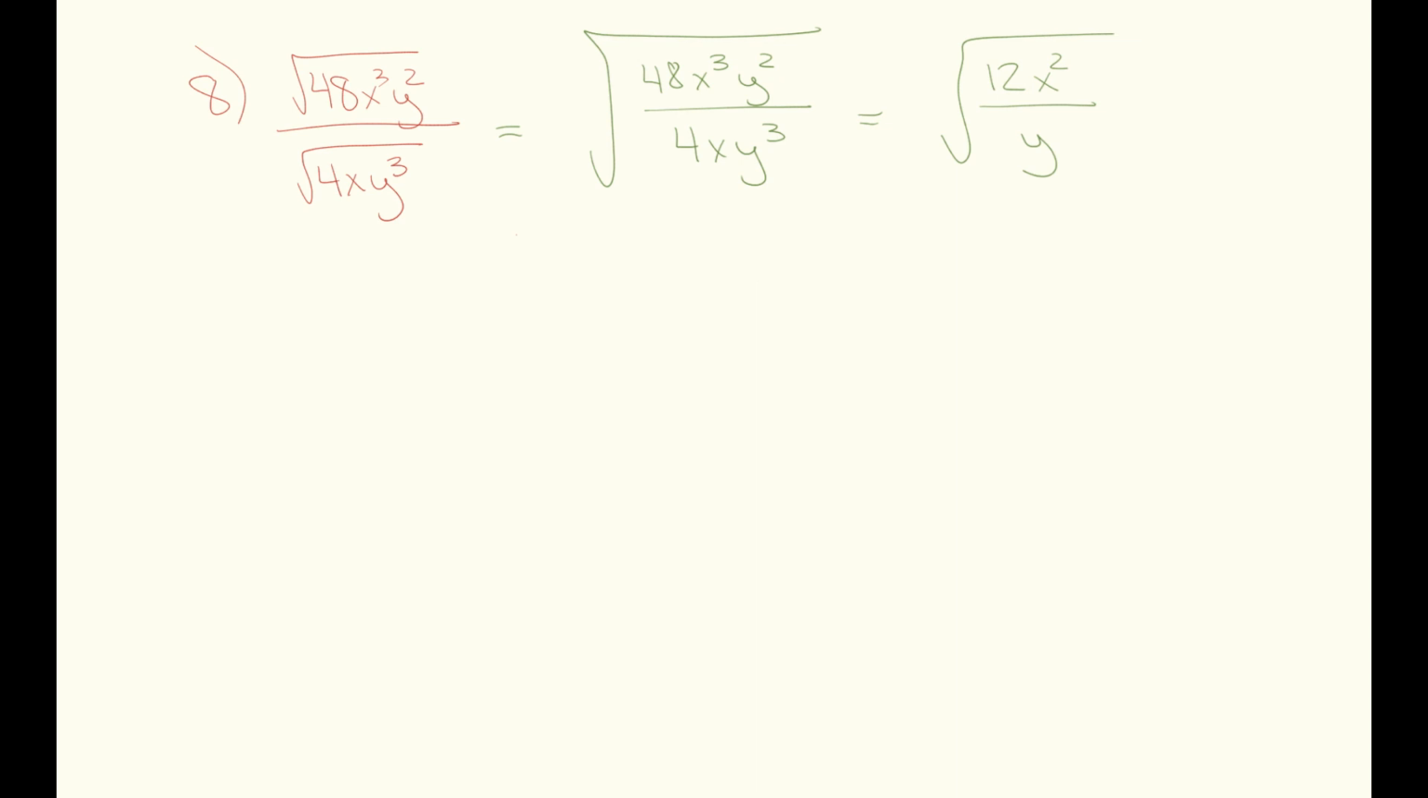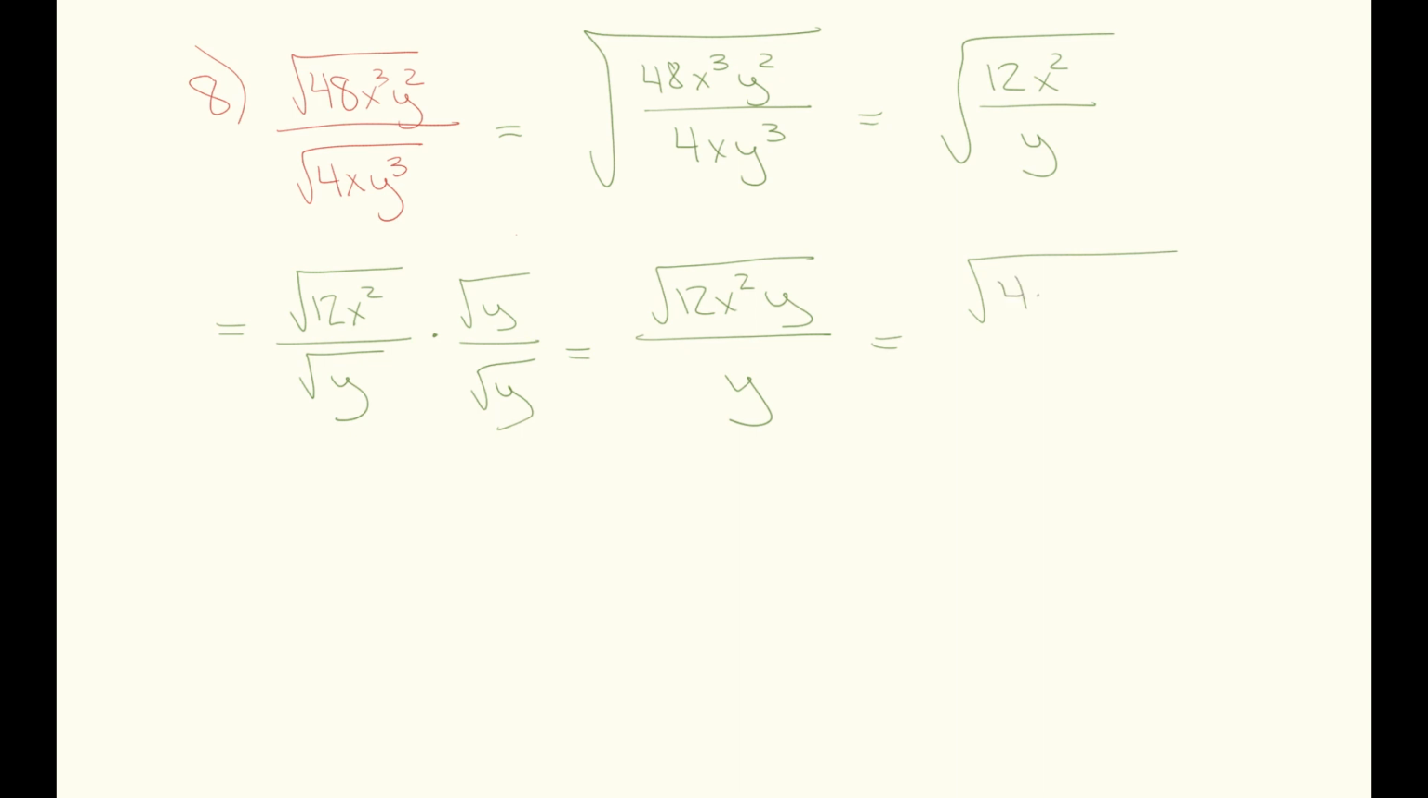Okay, so now instead of having this huge thing, I have what I can separate into the square root of 12x squared over the square root of y, both in radicals. Now you know that you can't have a radical in the denominator, so we have to multiply top and bottom by the square root of y. So we get the square root of 12x squared y over the square root of y times the square root of y, which is the square root of y squared, which would just be y. Now I'm going to simplify this. So 12 is 4 times 3.